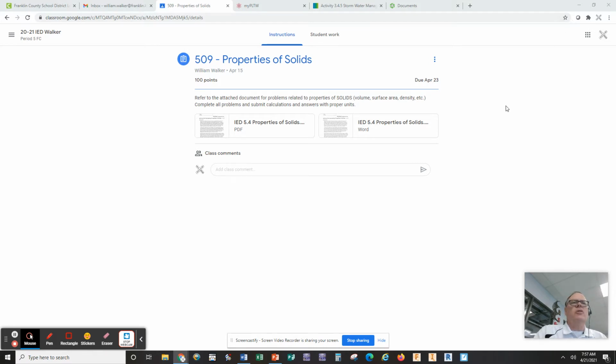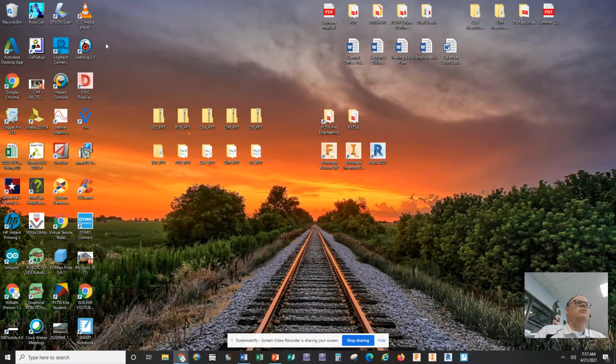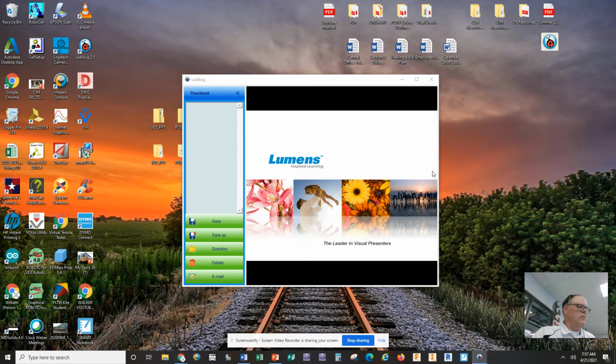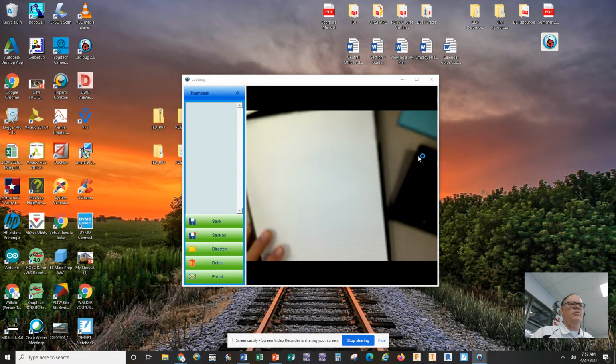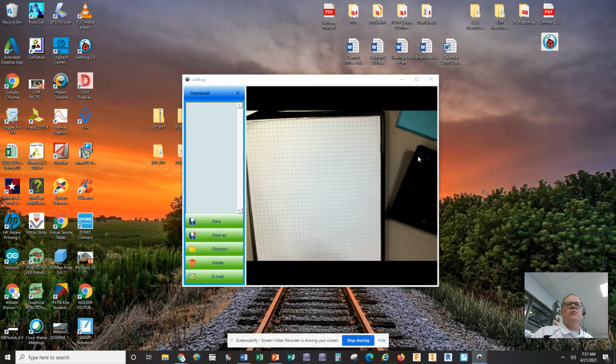So I want to give you a little head start here, a little guideline on how this might work for you. This assignment is in the 509 properties of solids handout, a PDF or Word document. I'm going to turn my actual camera on so you can see some work. I'll sketch some work out for you using the doc camera, and also show you where you would find the formulas you need to do this work.